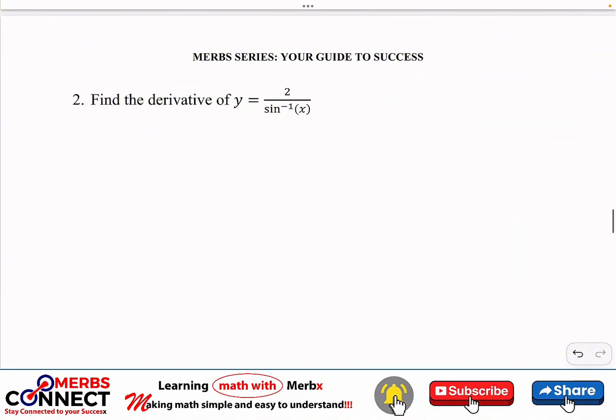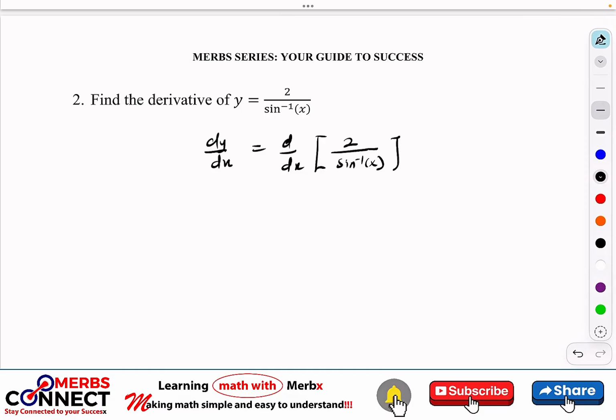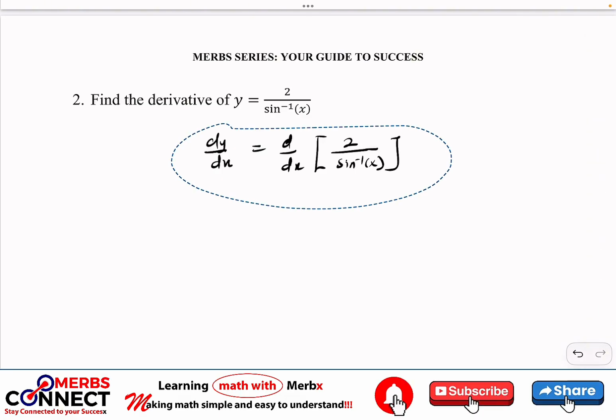Nice. Now we want to take the derivative of this. So let's look at this. This is going to be taking the derivative with respect to x. This is going to be dy over dx, which is equal to 2 divided by sine inverse of x. But remember, here we can use a quotient rule, you are right. But because 2 is constant, I can just take it out, right? Or we can still use the quotient rule. Let's use the quotient rule so that we are free. Okay, let's use the quotient rule.